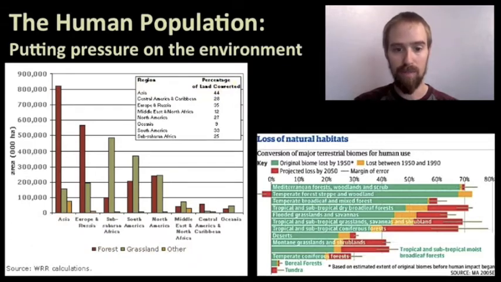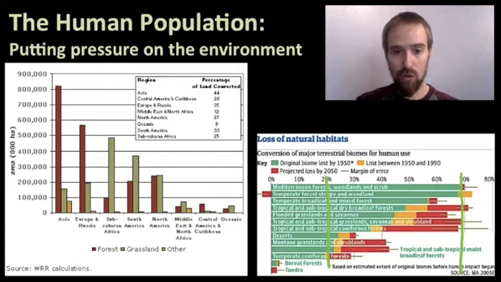converted for humans and lost to natural populations of plants and animals. If we look at this other figure, we can see that between 20 and 70% of most natural biomes worldwide have been lost due to deforestation, with the exception of boreal forests and tundra. We are projected to lose even more by the year 2050. For example, by 2050, we may have lost as much as 65 to 70% of our tropical forests and grasslands.